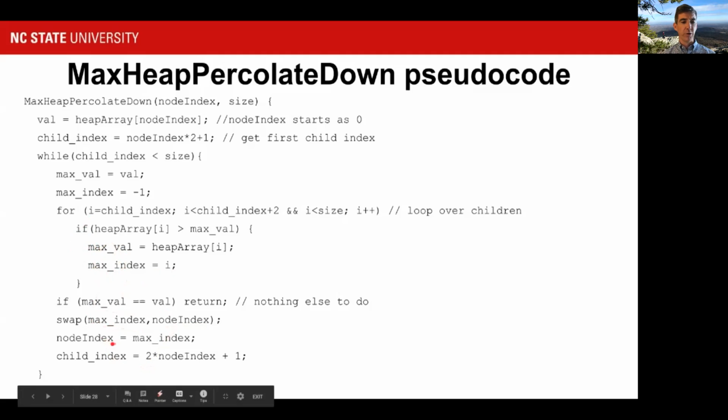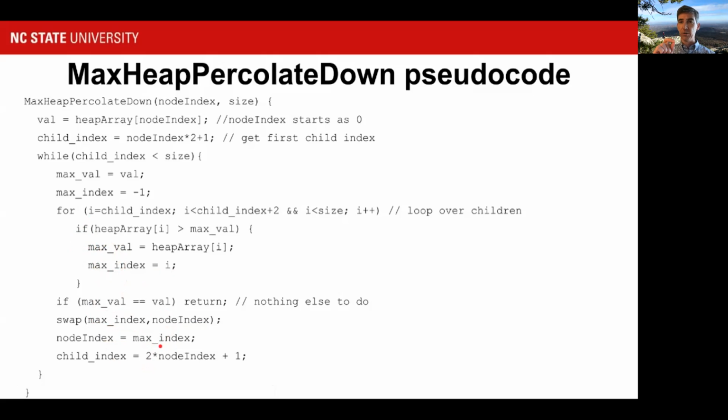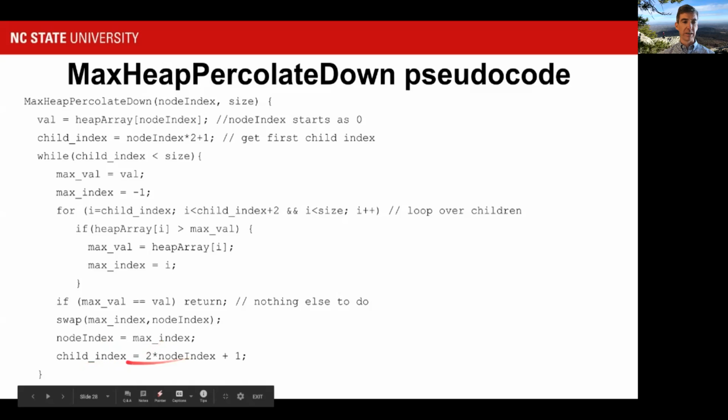Okay, and then we move the node index to where the child was, because this value that we just pushed down may still not be in the right position, right? It might still have some child that's larger than it. And so we need to keep trying to push it down until we can't push it anymore. So we set node index equal to max index, we calculate a new child index, and we go back around and we try to do this whole process again of pushing this value down the tree. Okay, and that's how percolate down works.